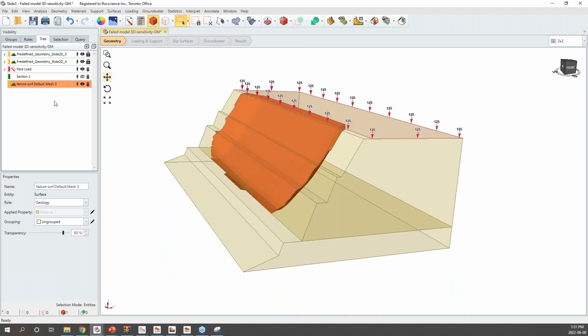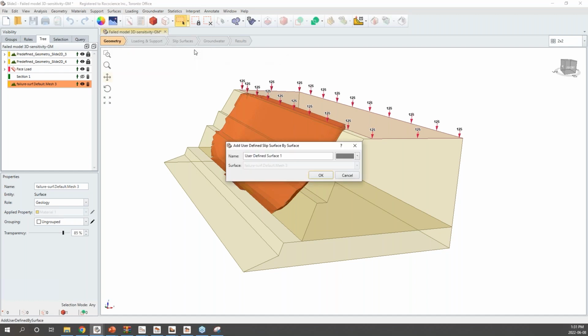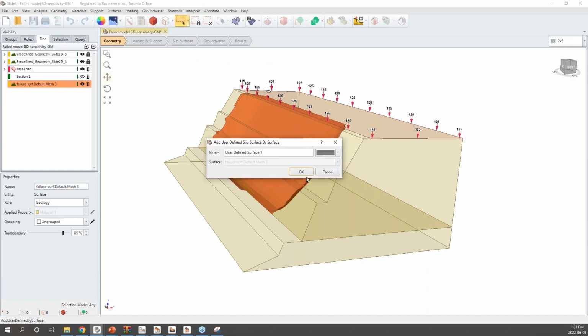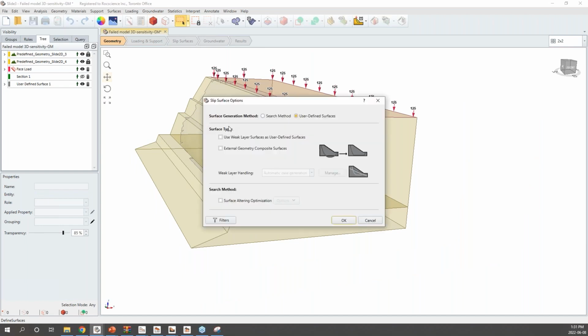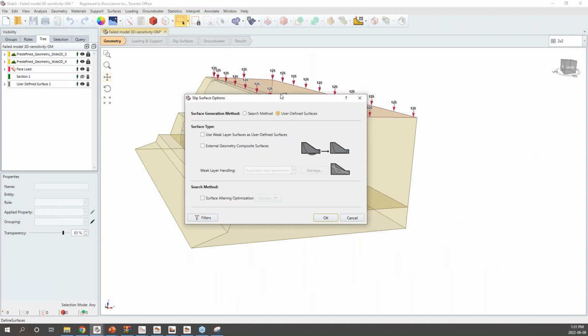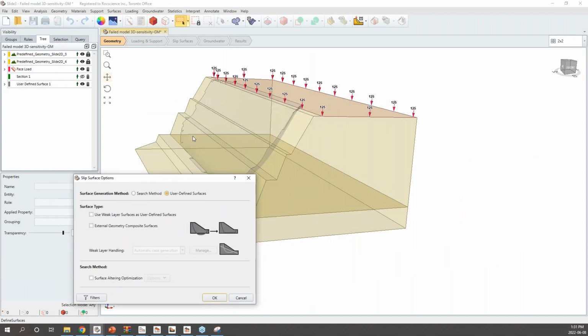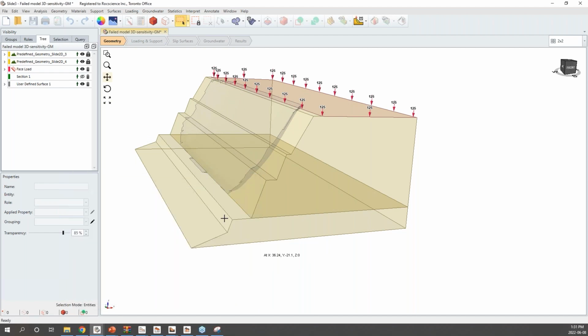The next thing you would do is you want to define this as the slip surface. So I'm going to go to surfaces, add user defined slip surface general, and it will automatically select the only one that's defined. And I click OK. And the other thing you want to make sure is that in surfaces, slip surface options, you've selected user-defined surface. This ensures that this is the only surface we're computing.